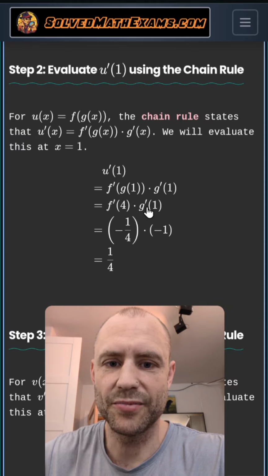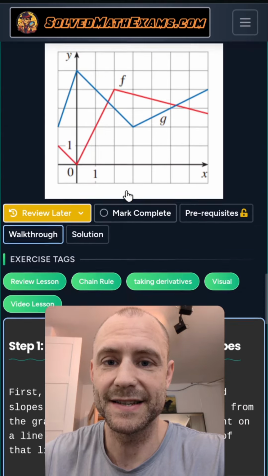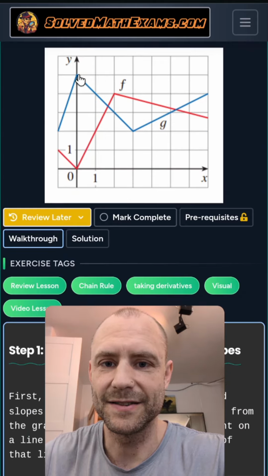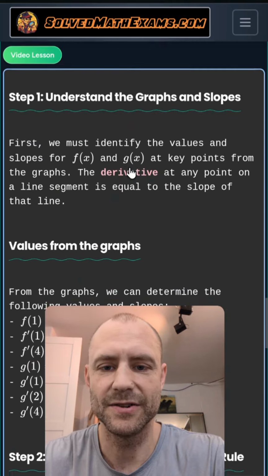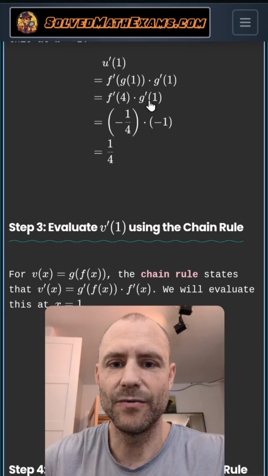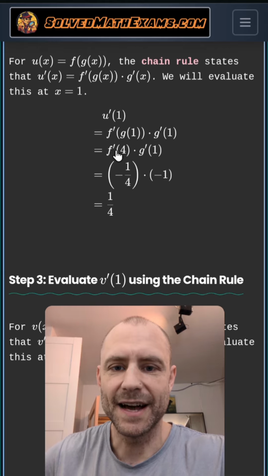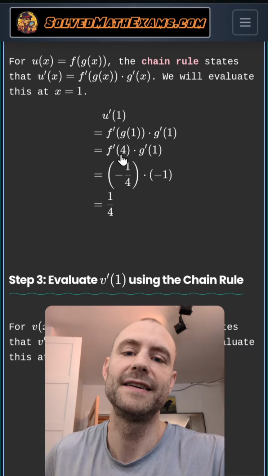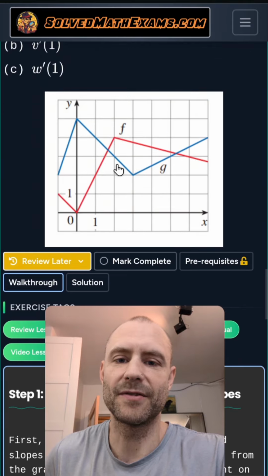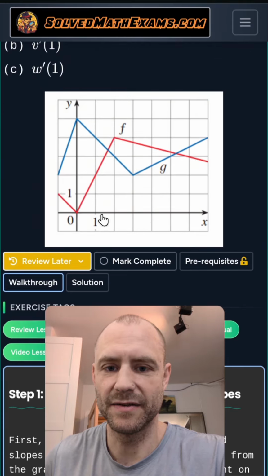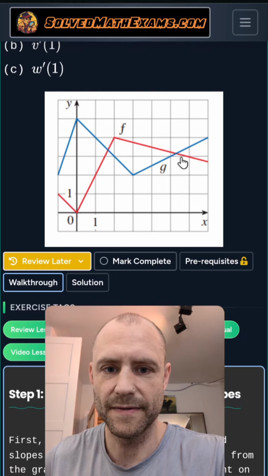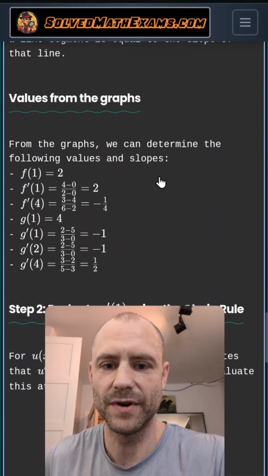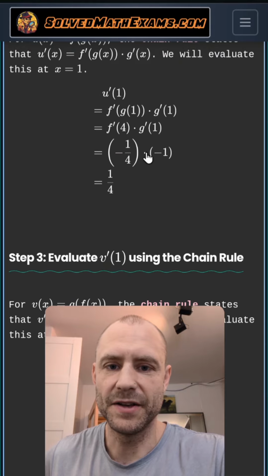And then g prime of 1, that's going to be the slope at 1, and this looks like it's going down 3 over 3, that's just negative 1 for the slope. So that's why we get a negative 1 right there. Now this is a different one, it's f prime at 4, so we're looking for the slope when x is 4 on the f graph. That's this one here, and it looks like it's down 1 over 4, so the slope there is negative 1 over 4. And then you just compute these.